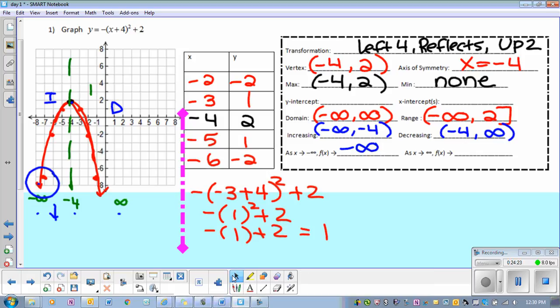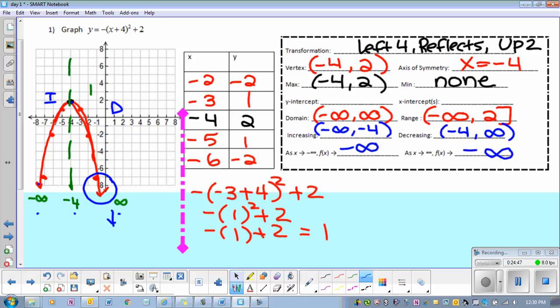And then as x approaches infinity, if you get your left and right confused, you can think, if I'm walking on the x-axis and I want to go towards infinity, which way do you have to go? You have to go to the right, right? So then this one, what is the right arm doing? Going down to negative infinity. Okay?